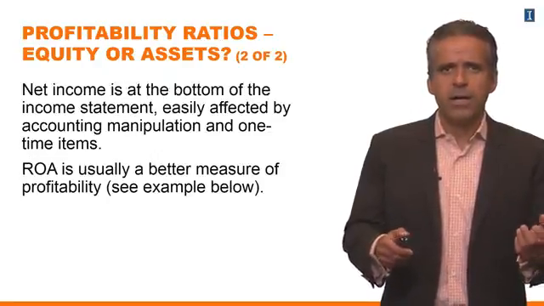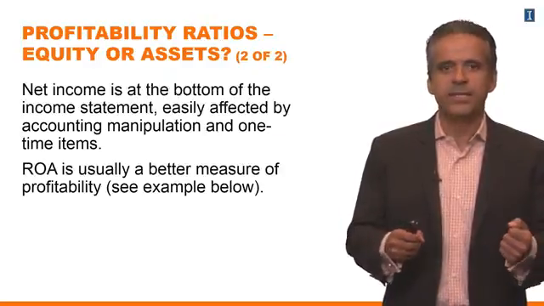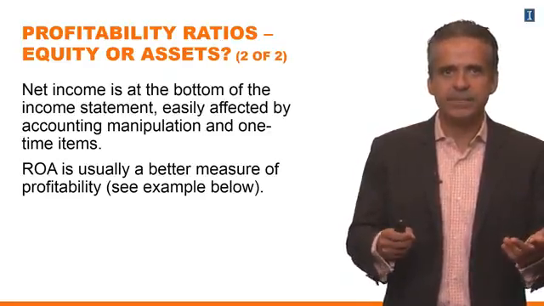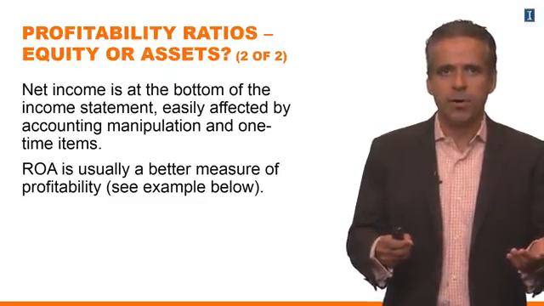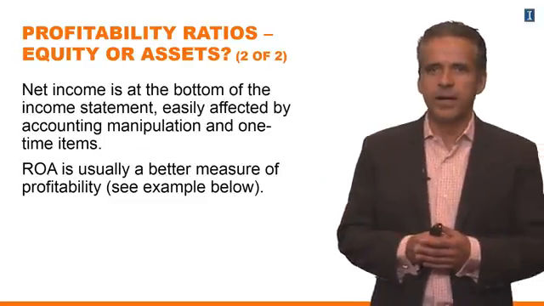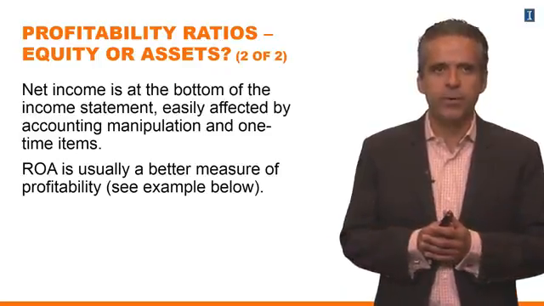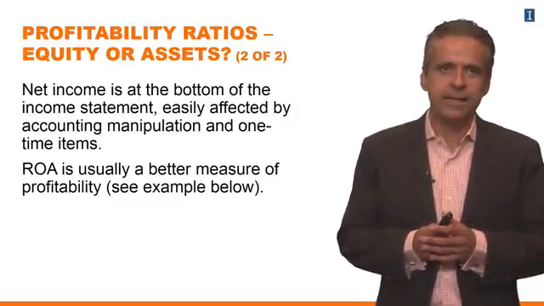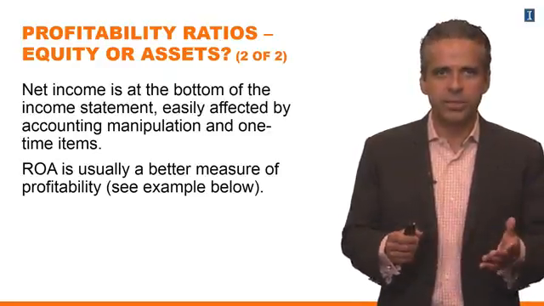Okay? So this might be okay, but as we already discussed a little bit in this course, net income is at the bottom of the income statement. So one problem is that net income is easily affected by accounting manipulation and one-time items, right? So if the company has a one-time expense, like a legal settlement, for example, if Cablevision gets sued in a given year, that has to be reported in your income statement. It's going to reduce your net income, right? And there are many ways that companies can manipulate the accounts to change your net income.